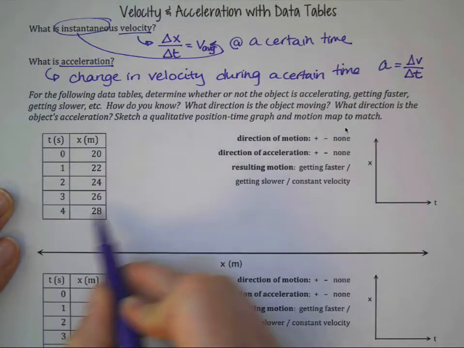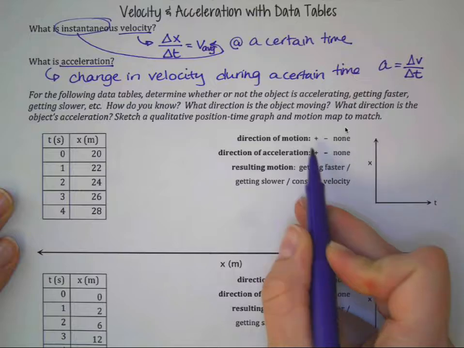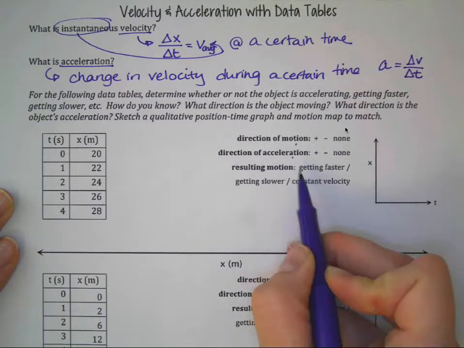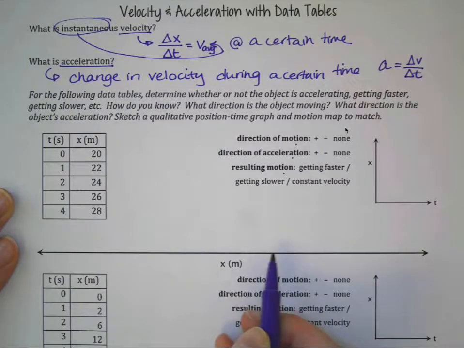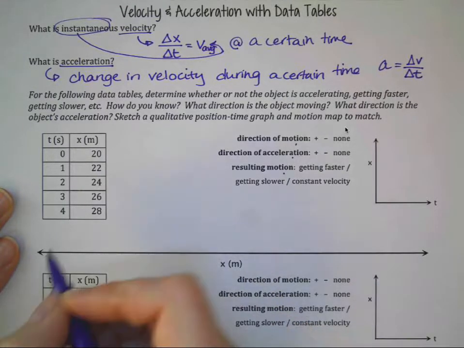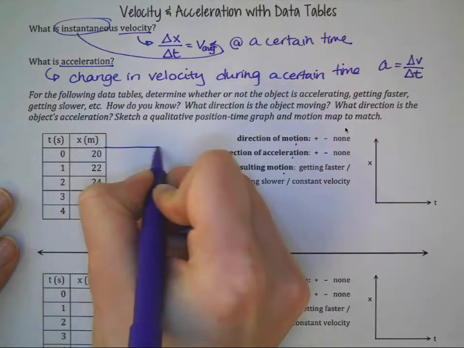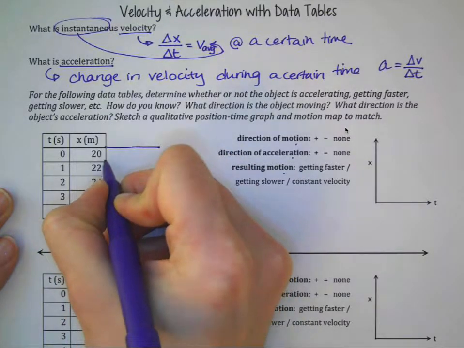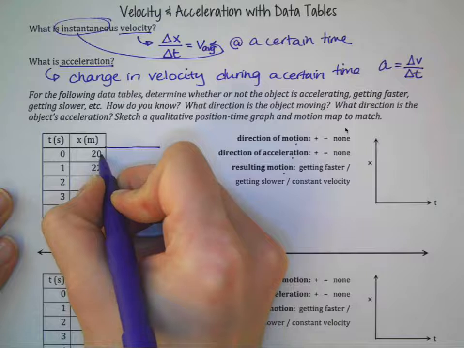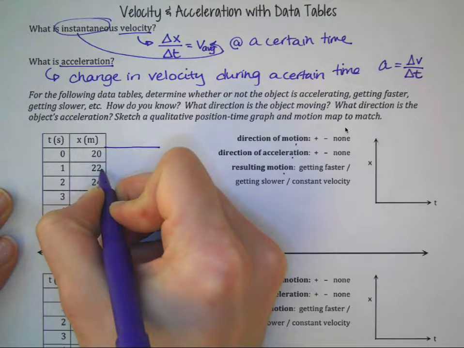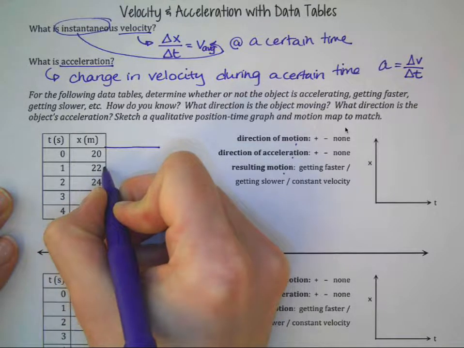Down here, it gives us a data table and then is asking us to find the direction of motion, the acceleration, the resulting motion description, and to sketch a position time graph and a motion map. So to first do that, we are going to look at how this object is changing its position. We know it goes from a position at time 0 of 20 meters to 22 meters at time 1.